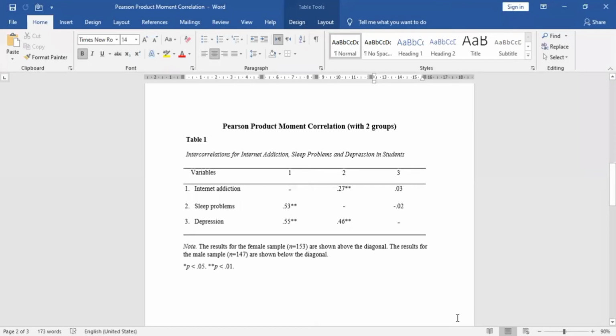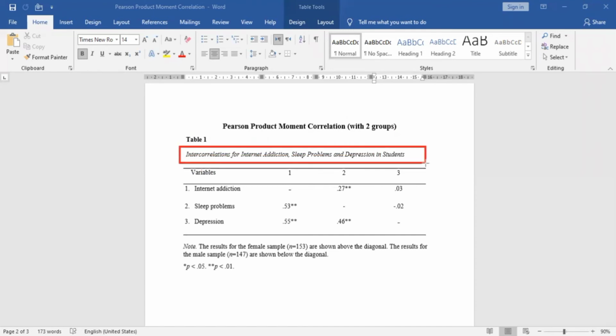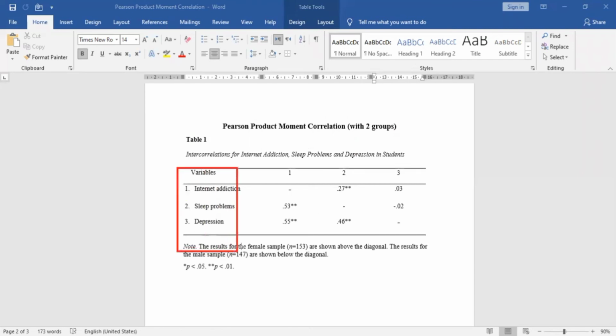Now, if we have two groups in Pearson product moment correlation, then this will be the structure of the table. The table will be the same, everything will be the same. Same table number in bold, then the same title. Then the same table. Now we will make two diagonals, one below diagonal and one upper diagonal. The rest of the things are the same as I told you earlier.